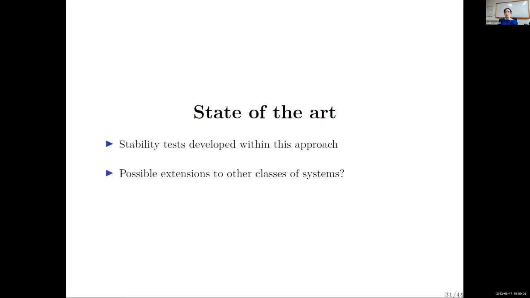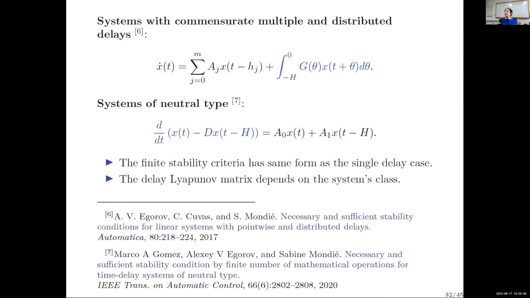Okay, we have obtained basically the same results for linear systems with pointwise and distributed delays, and for systems of neutral type. I've written the simplest case for systems with commensurate delays too. In fact, the stability criterion has the same form. What changes is the Lyapunov matrix of the system. And this doesn't mean the proofs are easy, because each class of systems has its own difficulties, its own particularities.